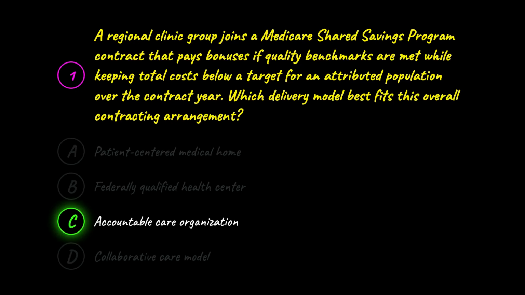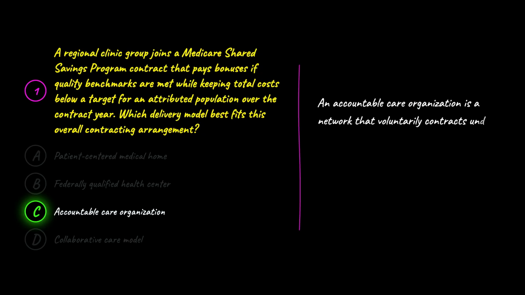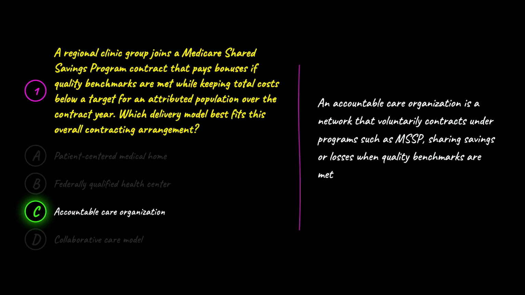The correct answer is C. Accountable care organization. C is correct because an accountable care organization is a network that voluntarily contracts under programs such as MSSP, sharing savings or losses when quality benchmarks are met, while total cost stays below a benchmark target.